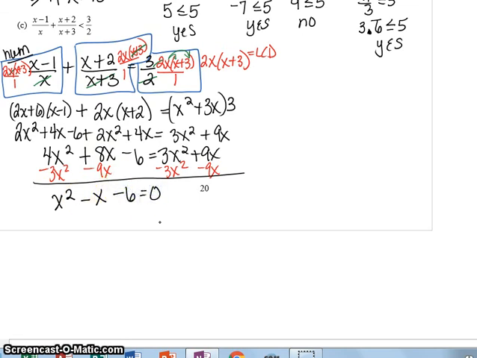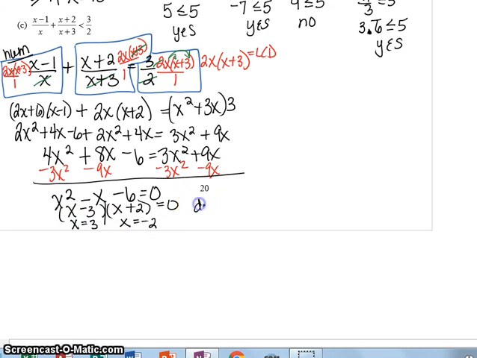Okay? You know the part that really stinks, guys? All of this work is just to get the critical values for the numerator, which totally stinks. Okay? So, factoring this, I'm going to get x minus 3 and x plus 2. Split, x is positive 3, x is negative 2. Those are two of my critical values.